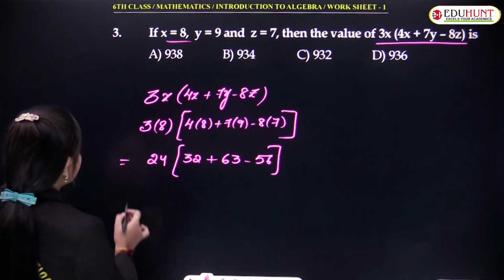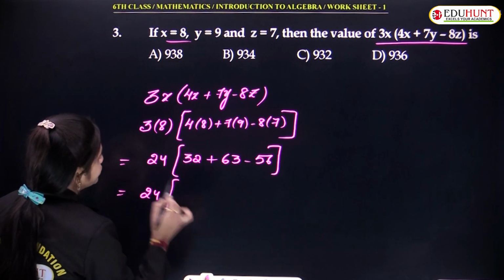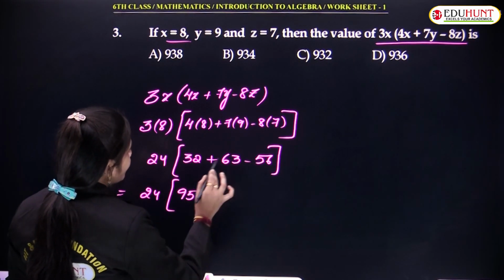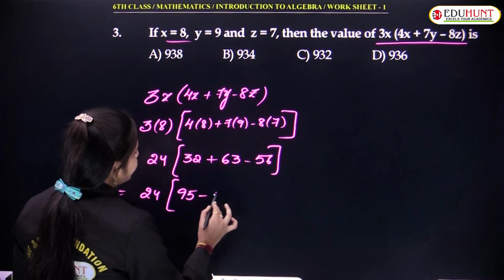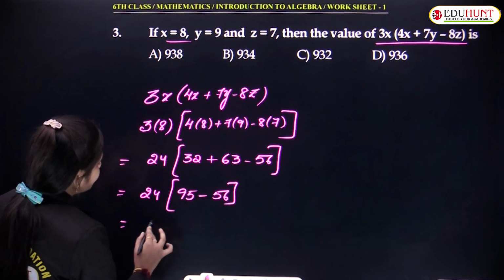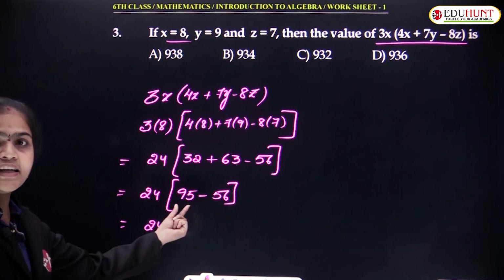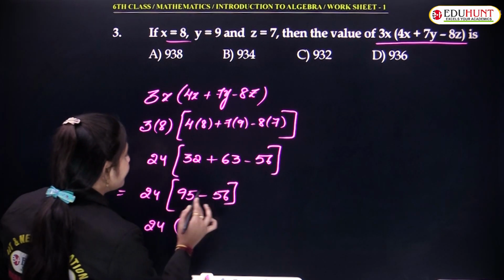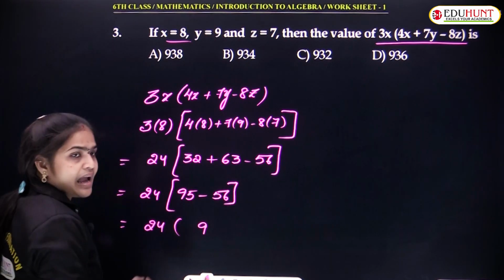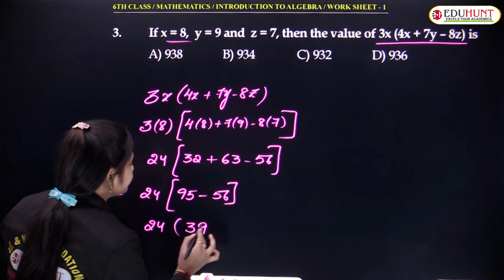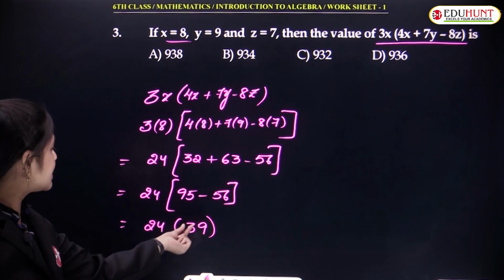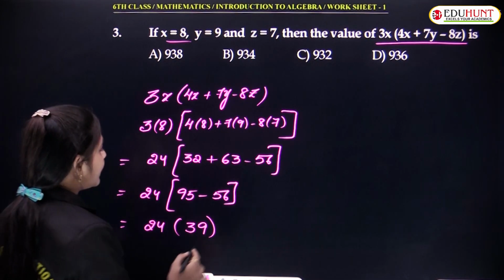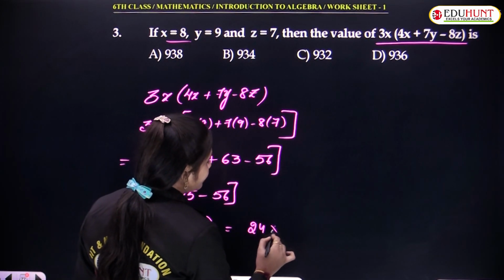Clear? Now here, which is equal to 24 into 32 plus 63, which is equal to 95. Minus 56, so 15 minus 6 is equal to 9, and 8 minus 5 is equal to 3. 95 minus 56 is equal to 39. Clear? Yes. Now here 24 into 39.